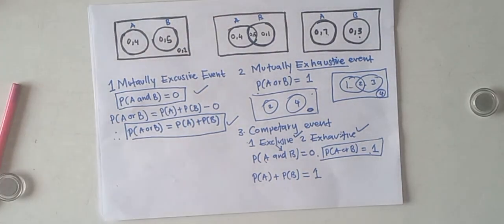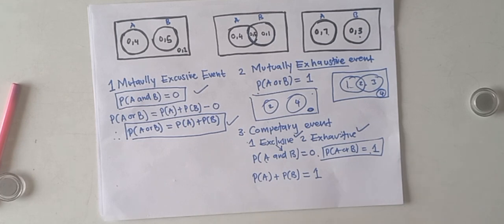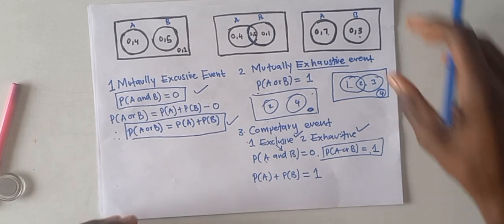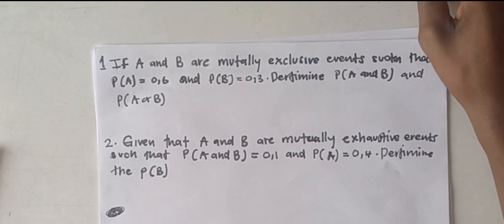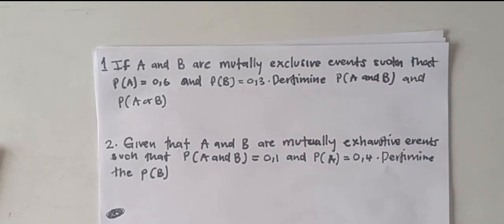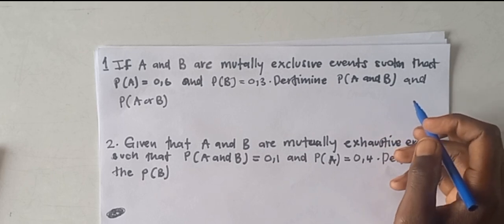They're not going to complicate this in your exam. They're just going to ask you a few questions where they need you to prove this. So let me show you some questions where they're going to ask this. Now let's take a look at this one. It says that if A and B are mutually exclusive events such that the probability of A is equal to 0.6, and so on, determine the probability of A and B and the probability of A or B.